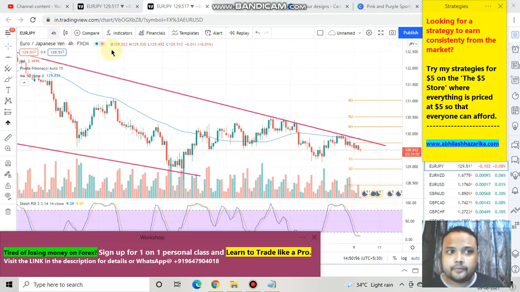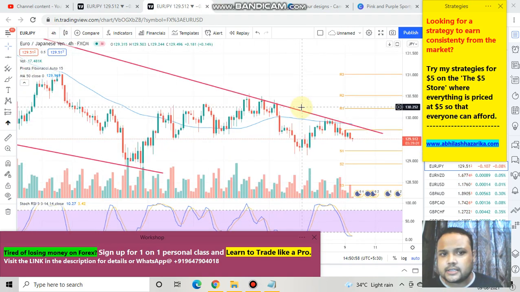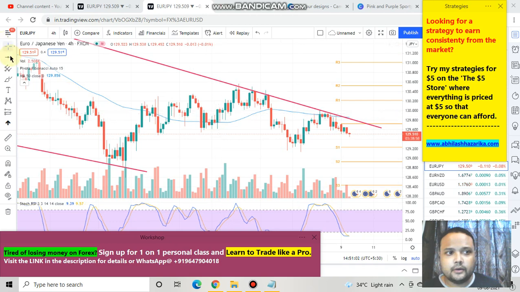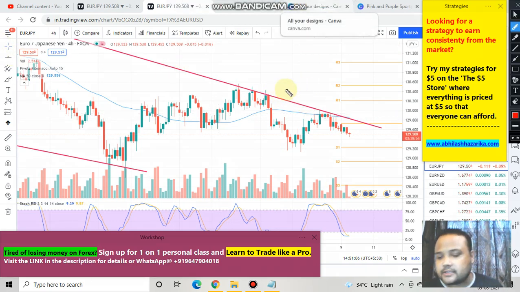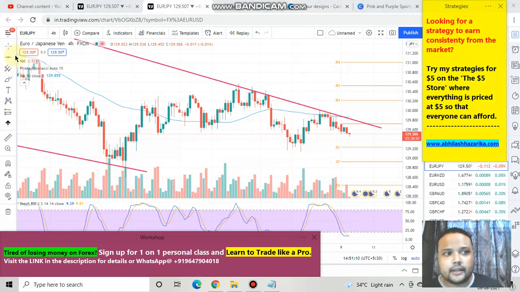On the other hand, if we just focus here, apart from these trend lines, this trend line as a resistance, this trend line as support, we can also draw one more trend line here.